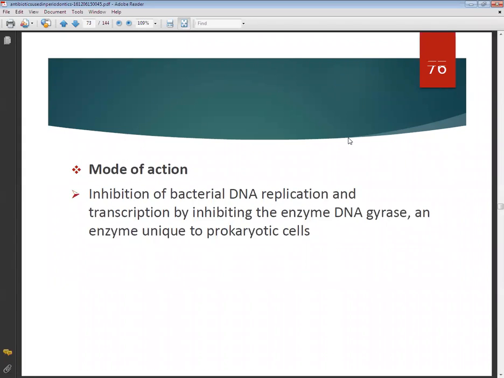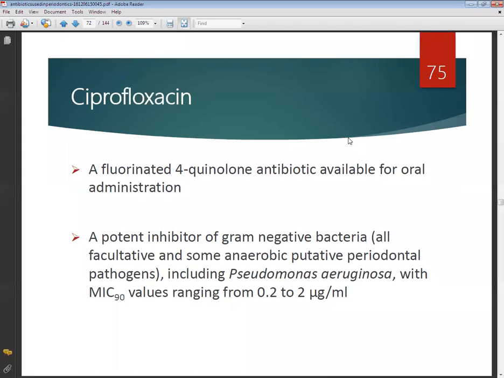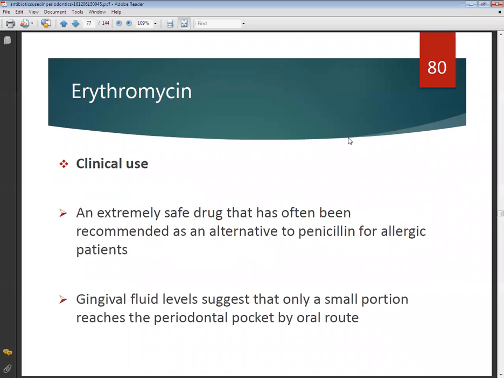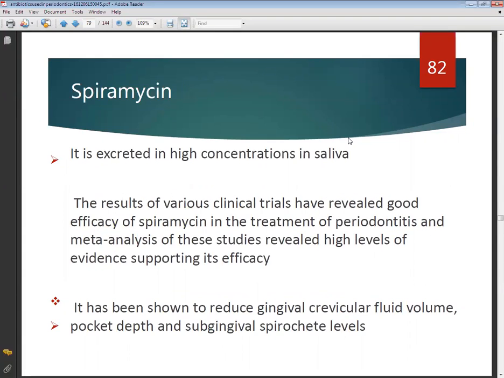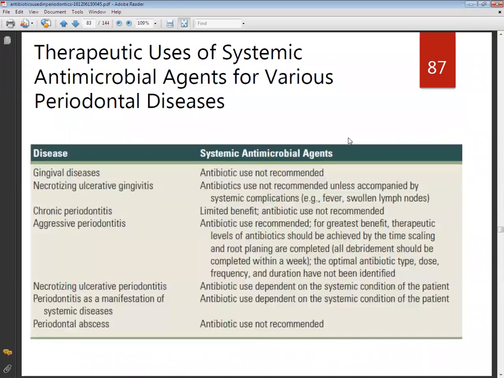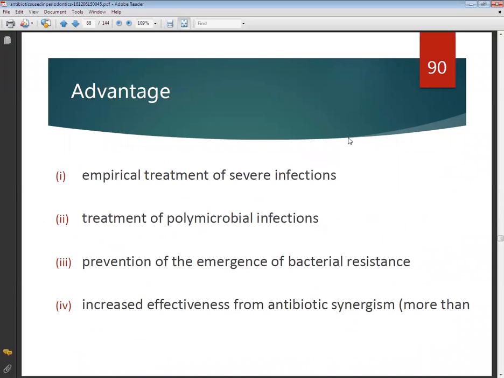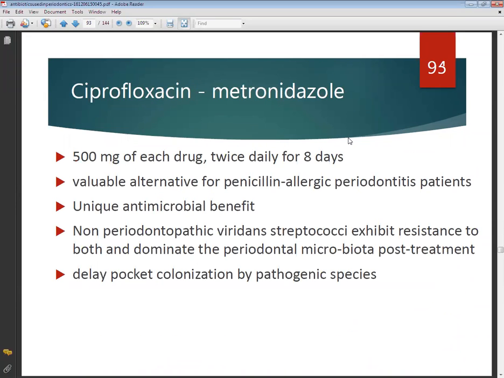Ciprofloxacin is usually used in combination with metronidazole. Another drug is erythromycin. The clinical use of erythromycin is that it is an extremely safe drug, an alternative to penicillin for allergic patients. So this is all about your systemic drugs that you are going to use in patients with chronic periodontitis or aggressive periodontitis.